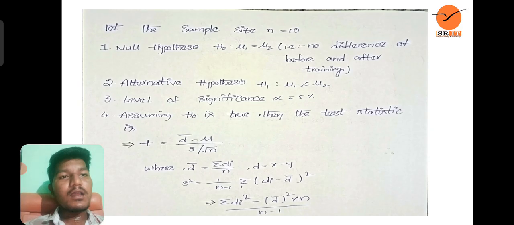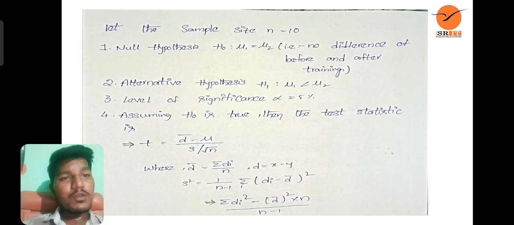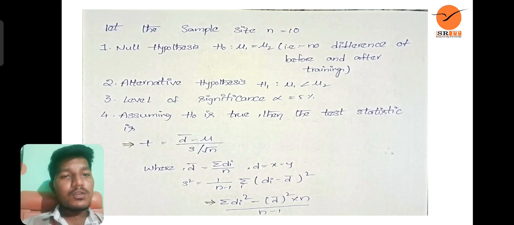Let the sample size n be equal to 10, where the null hypothesis H0 is mu1 equal to mu2, no difference before and after training. Alternative hypothesis H1 is mu1 less than mu2. Level of significance alpha is 5%. Assuming H0 is true, the test statistic is T equal to d bar minus mu divided by S by root n, where d bar is the summation of di by n, and S square is 1 by n minus 1 times the summation of di square minus n d bar square.